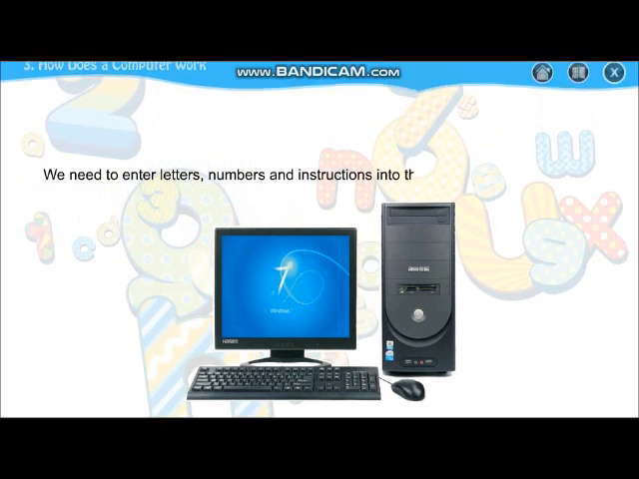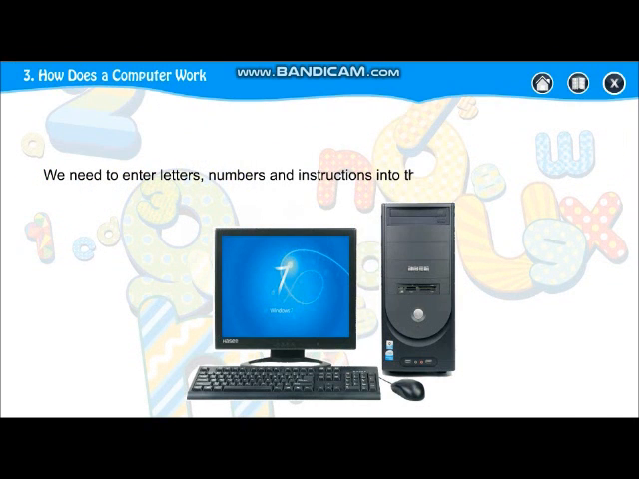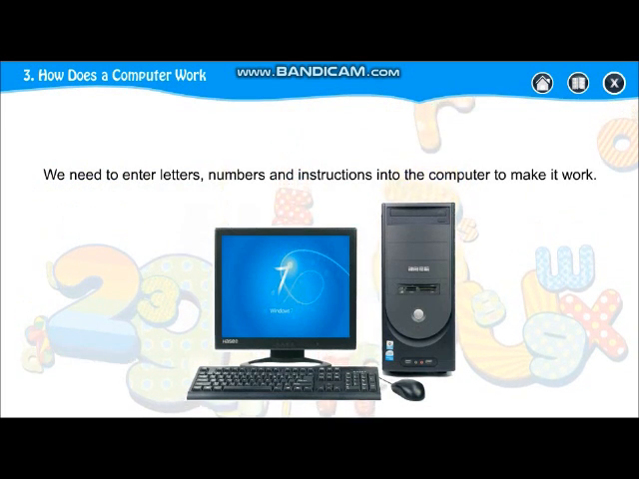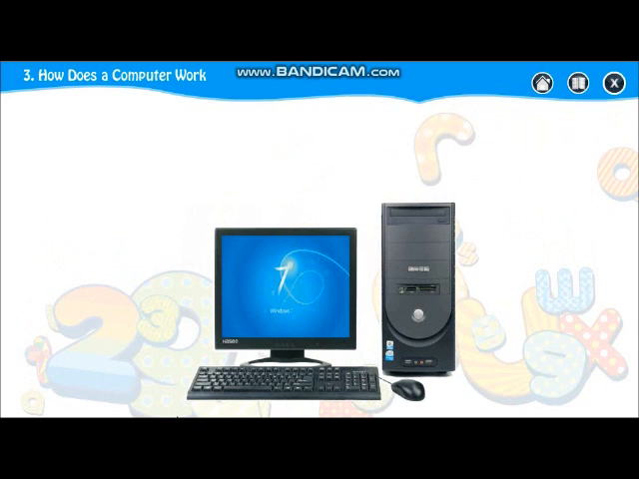Now we need to enter letters, numbers and instructions into the computer to make it work. ठीक है. हमें कंप्यूटर में लेटर्स, नंबर्स एंड ऑल दिस थिंग्स वी आर गोइंग टू एंटर इन कंप्यूटर और उसको हम क्या बोलते हैं? डेटा.